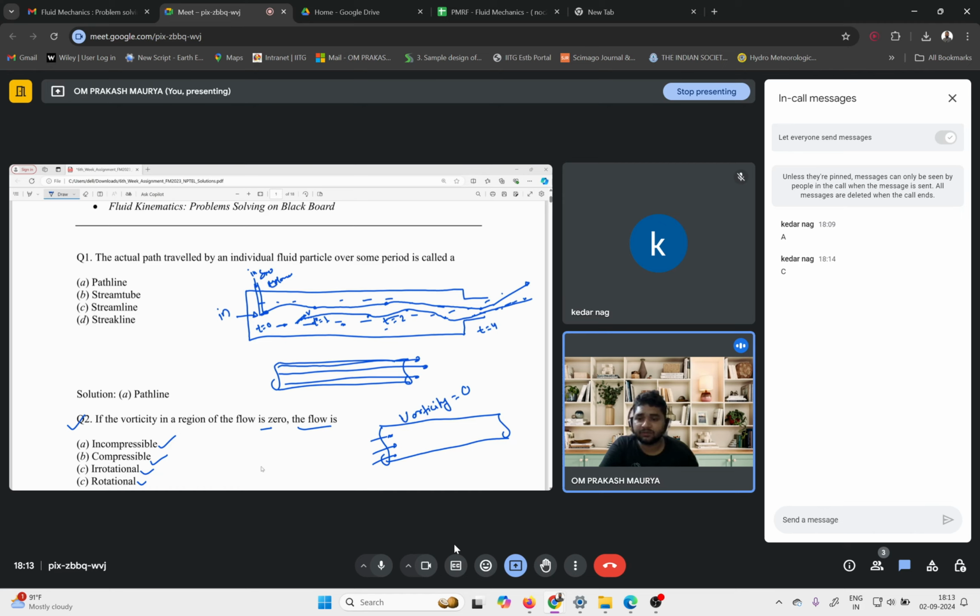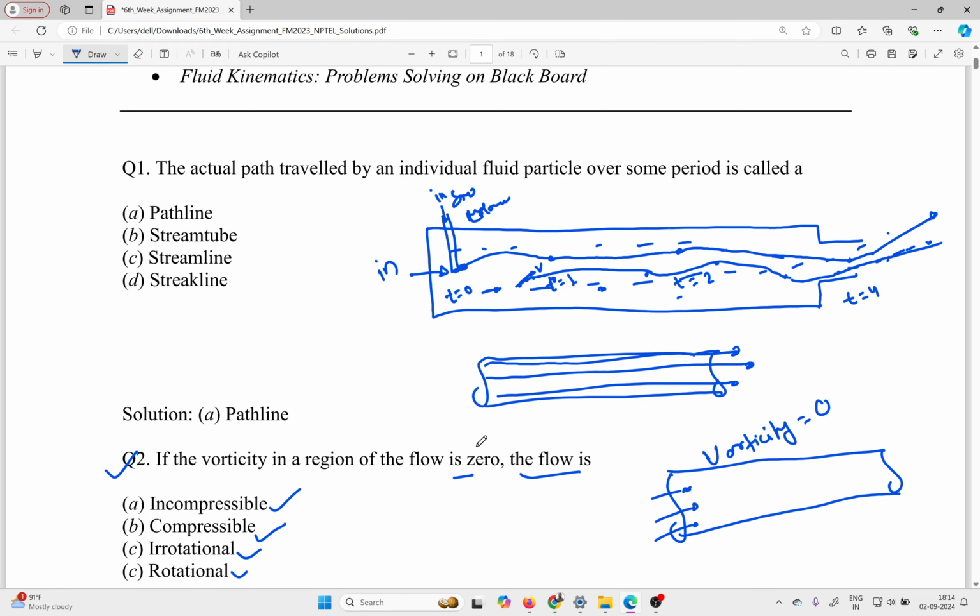Okay, you are telling option C. Yes, vorticity is related to the rotation of the fluid particle. If it is 0, then definitely such a flow is known as irrotational. So option C is correct.